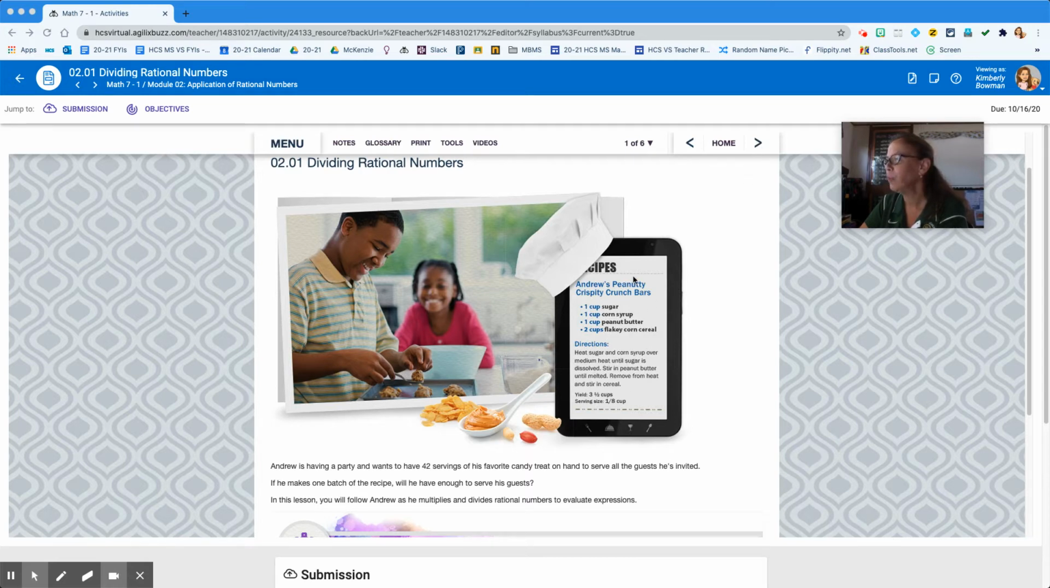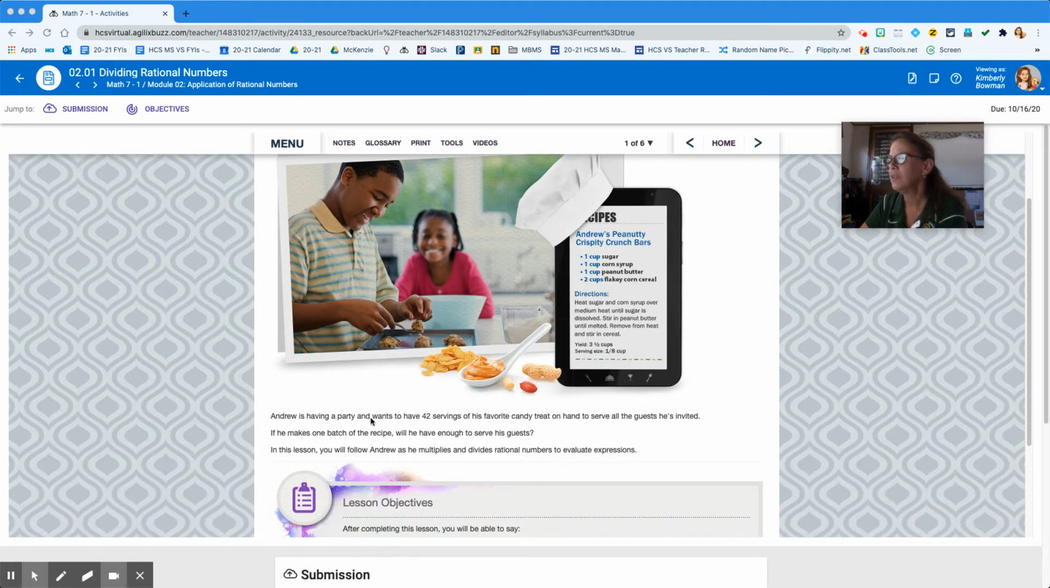And there's a recipe on his phone or iPad, whatever that thing is. And it says he's having a party and he wants to have 42 servings of his favorite candy treat on hand to serve all the guests that he's invited. If he makes one batch, will he have enough to serve his guests? In this lesson, you'll follow Andrew as he multiplies and divides rational numbers to evaluate expressions.